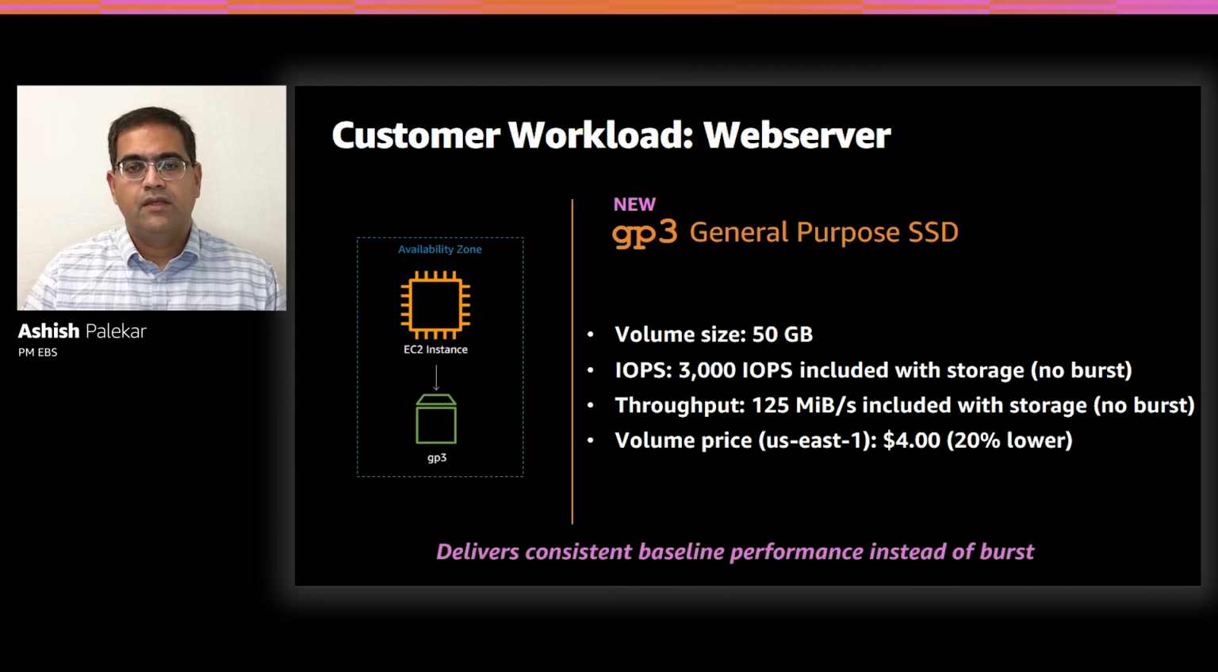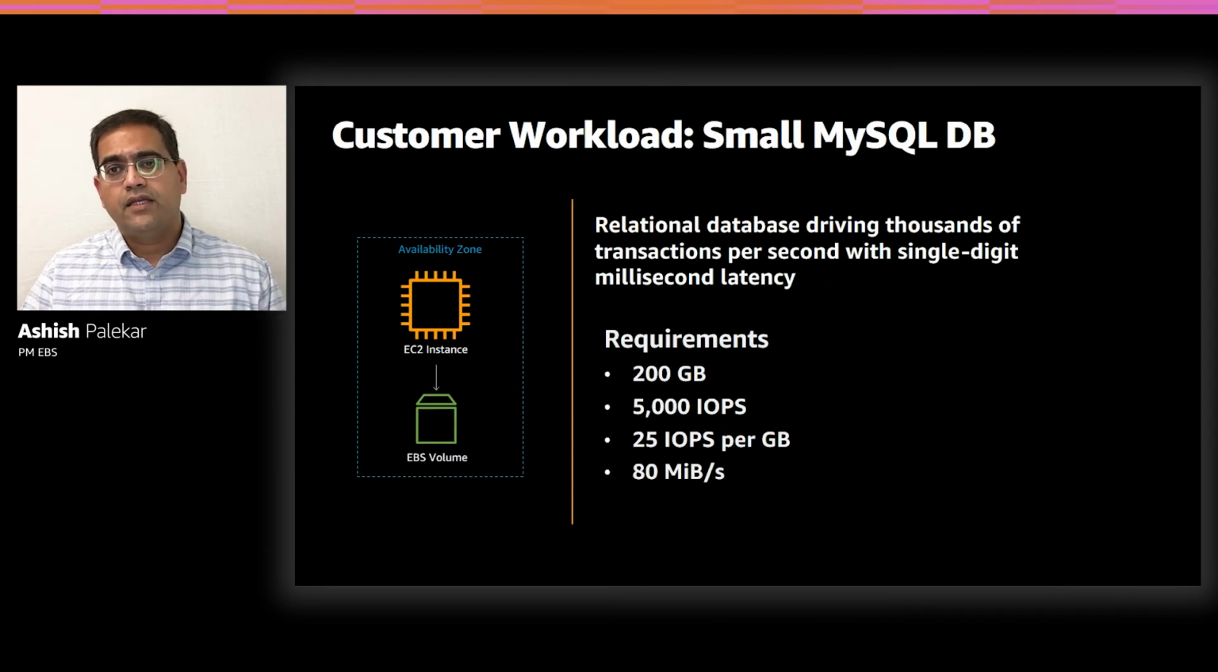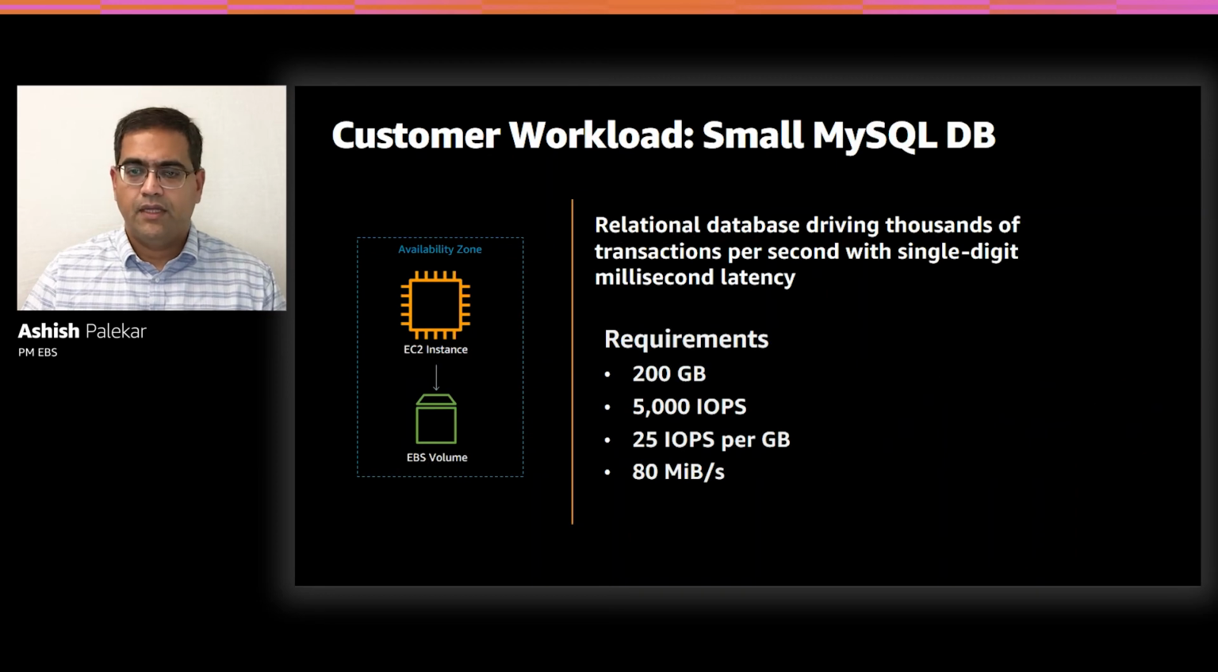Okay? So now let's look at a small MySQL database. This is a relational database that is transaction-driven. So you can see that it is driven in terms of IOPS. Let's say here you need 200 GB, 5,000 IOPS, you need 25 IOPS per GB, and 80 megabytes per second.